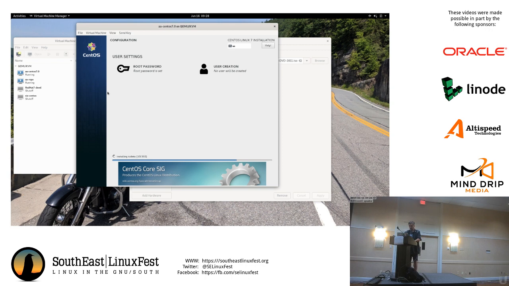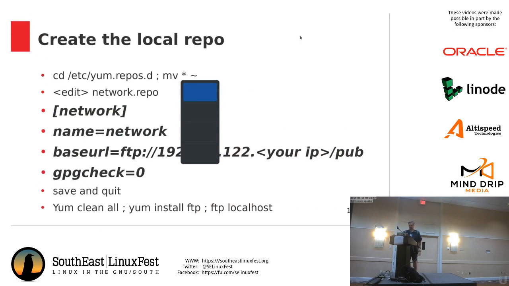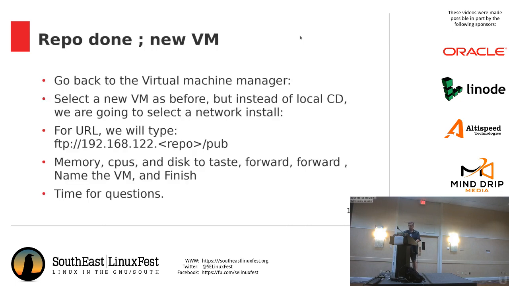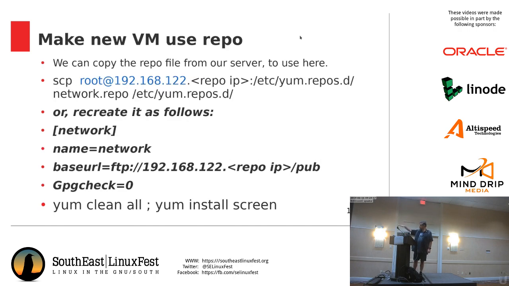So let me go back to the slides. So there we go, that's our second VM, and we're pulling the information directly from the first VM. Oh, I got completely ahead of all of my slides here. So I just did all these steps. Went to the virtual machine manager, select a new VM, but instead of a local CD install, we're doing it from the network. For the URL, we type in our FTP site that we've set up, memory, CPUs, and disk to taste. And now we have time for a few questions.